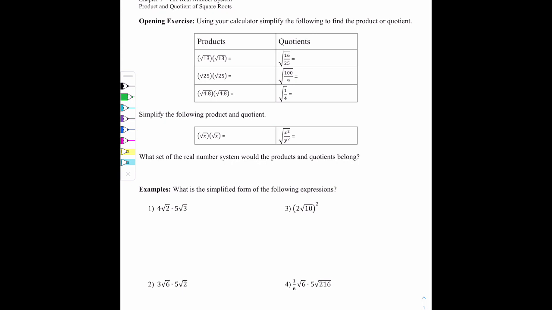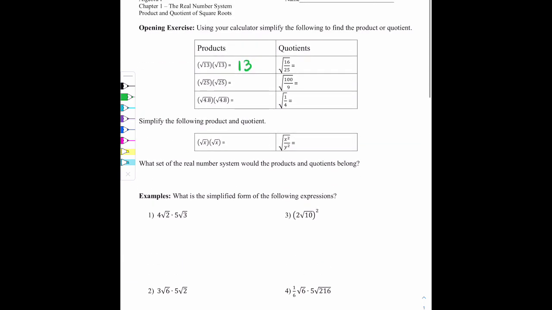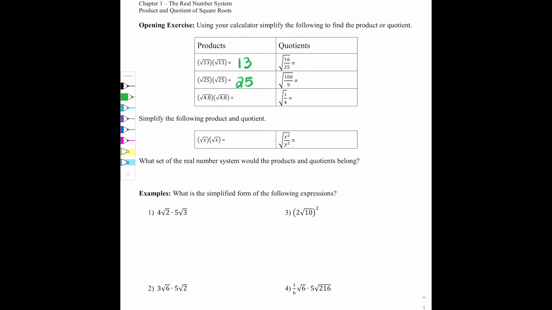Okay, at this time you've had a chance to try the opening exercise on your own. Let's go through our answers, okay? So the square root of 13 times the square root of 13 should have just been 13. It eliminates the square root symbol. Square root of 25 times the square root of 25 should be 25. And the square root of 4.8 times the square root of 4.8 should just be 4.8.